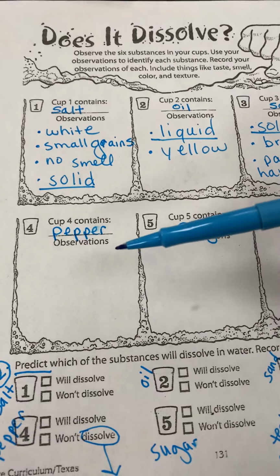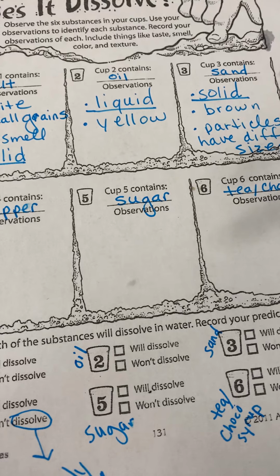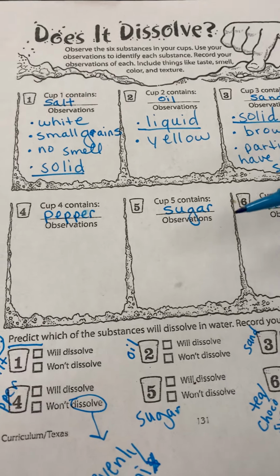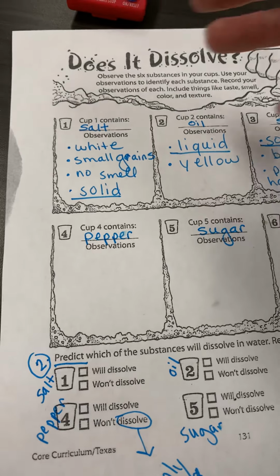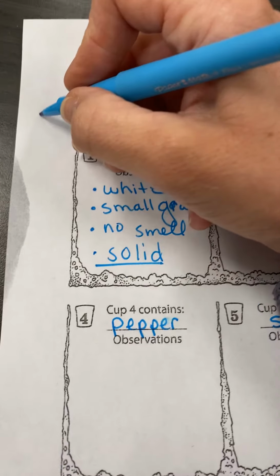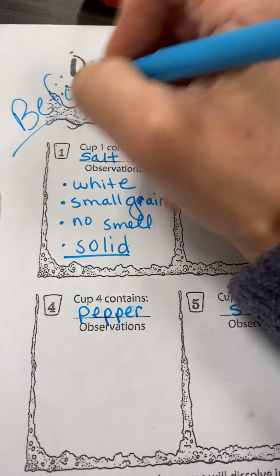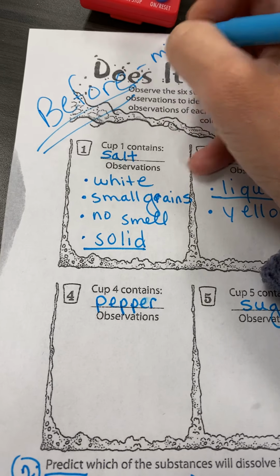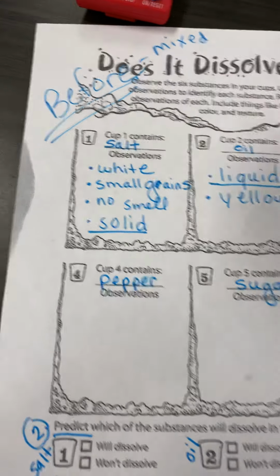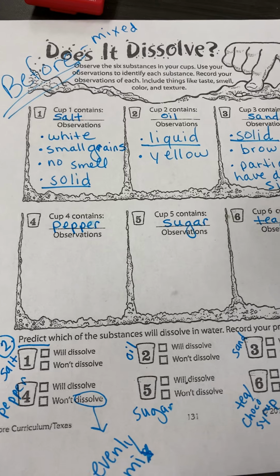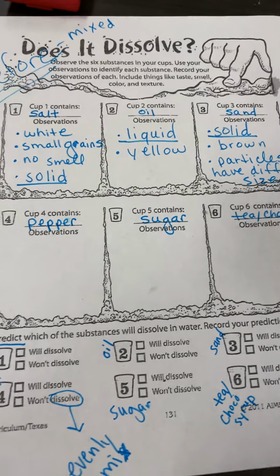So you would want to finish writing down the properties of each substance before you mixed it. What did these substances look like before you mixed them? So I should have talked about that prior to actually doing the experiment.